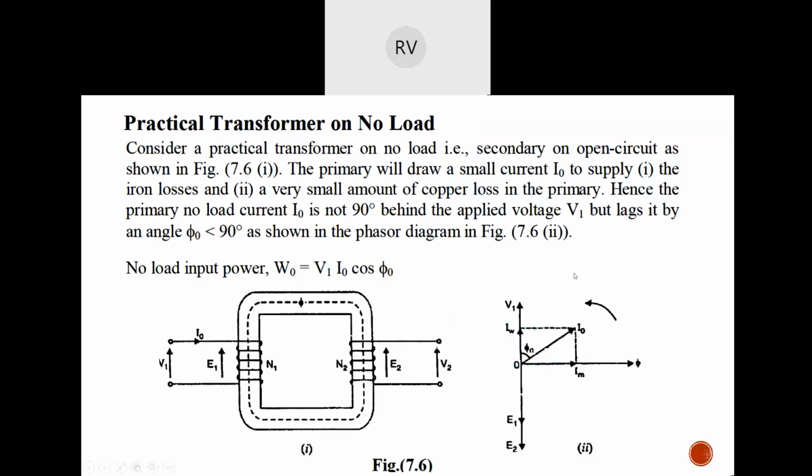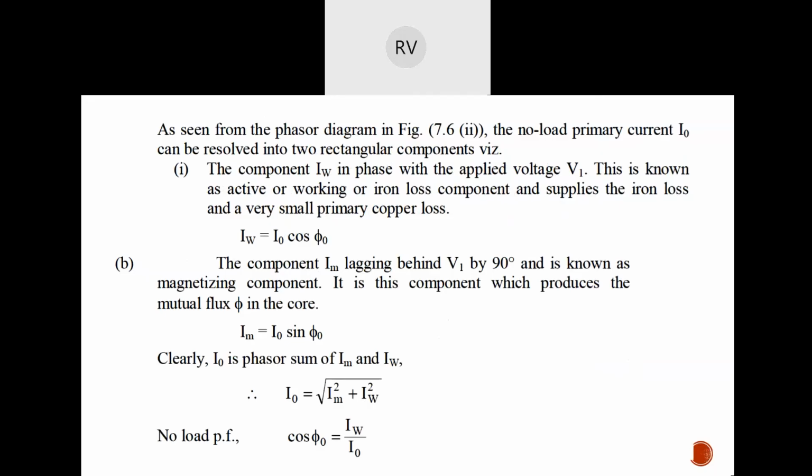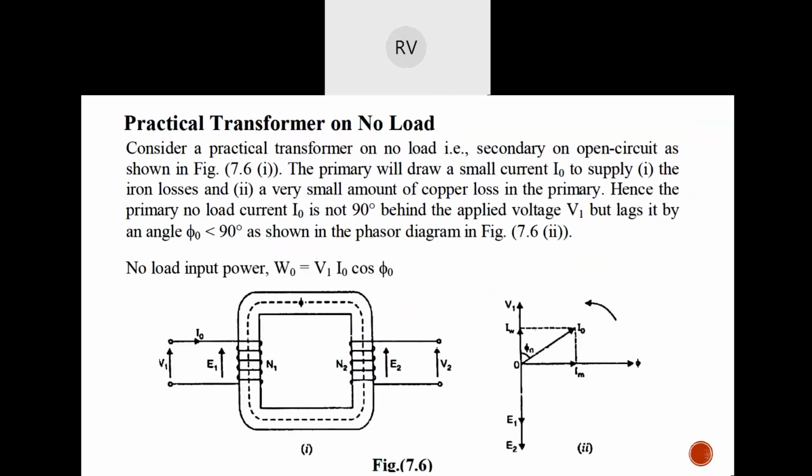So this is the phasor diagram. We will further develop this phasor diagram. As seen in the phasor diagram, the no load primary current I naught can be resolved into two rectangular components. That is, the component IW in phase with the applied voltage. This is known as the active or working or iron loss component, and supplies the iron loss and a very small primary copper loss. So the basic thing is, you are dividing this phasor I naught into X component and Y component, and the Y component is the component which is in phase with the applied voltage.